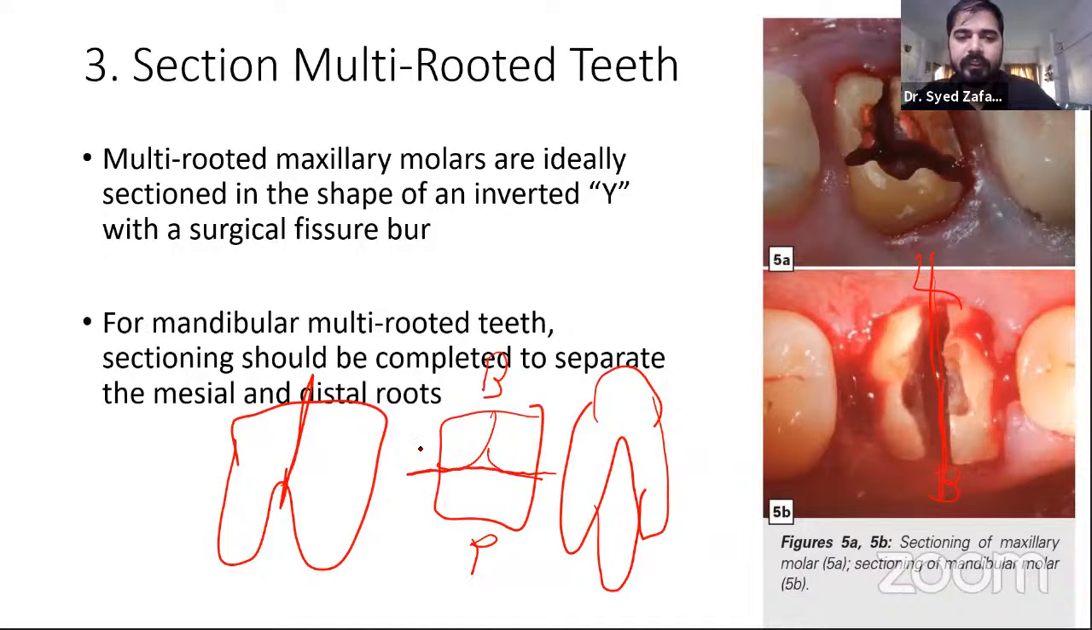First, we will insert the handpiece from mesial to distal. Divide like this. Then we divide the two roots like this. The palatal root will be removed separately, and these roots will be removed separately, like in this picture. You can see, first we have divided the palatal root. Then we have sectioned these two roots. Then we will remove this root separately.